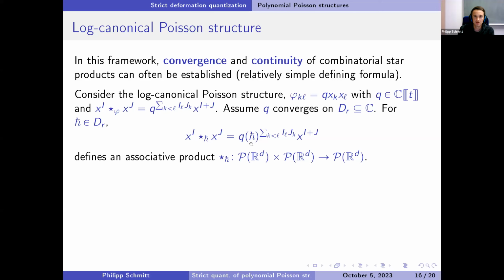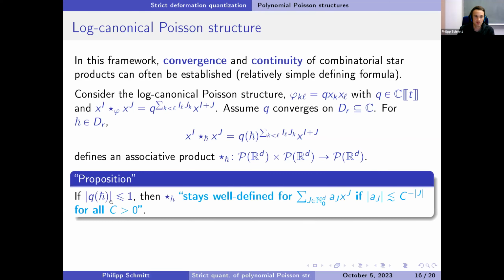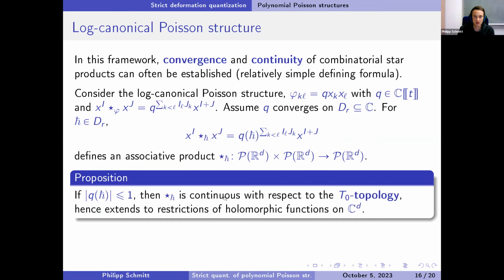This is now a complex value. And I can define a product by just using Q of H bar, the value that this formal series converges to, instead of the formal series itself. And then it's very easy to show that this is still associative and therefore defines us a family of products on the polynomials. And in this case, if you use the TR topologies, you will see very easily that if Q of H bar is in absolute value smaller or equal than 1, then this star product is continuous with respect to the T0 topology and therefore extends to all possible restrictions of holomorphic functions on Cd.